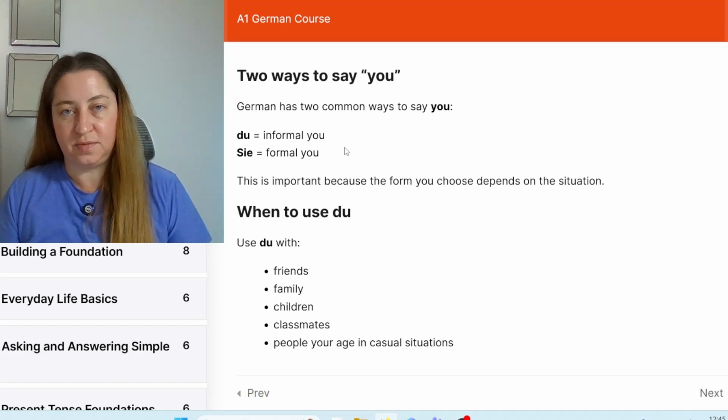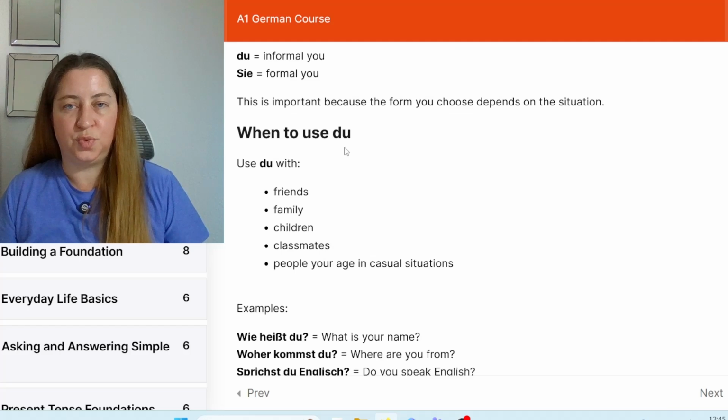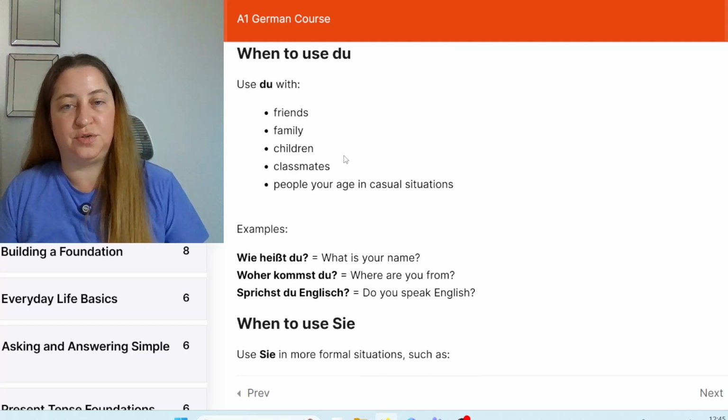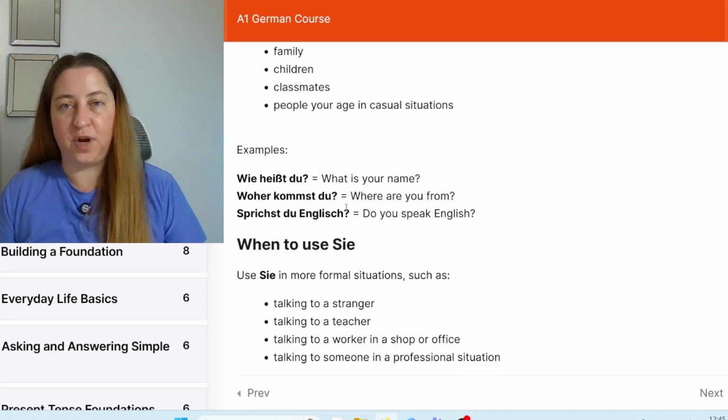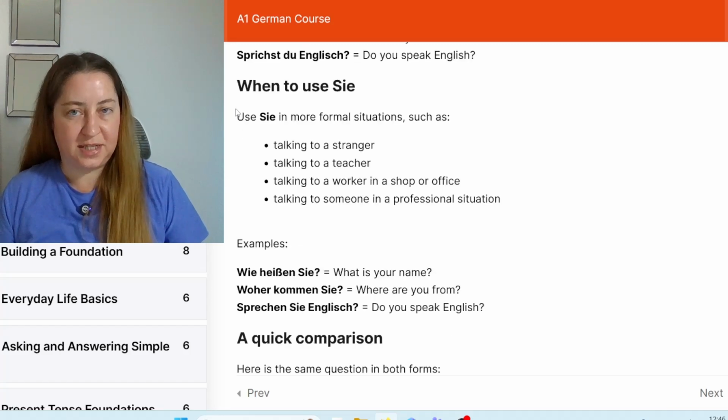It's kind of important because the form that you choose is going to depend on the formality of the situation. You're going to want to use du if you're with your family, friends, children, classmates, or people your age in a casual situation, like at a party or going out to dinner with your friends. So what are some sentences that use du? We would say, Wie heißt du? What's your name? Woher kommst du? Where are you from? Sprichst du Englisch? Do you speak English?